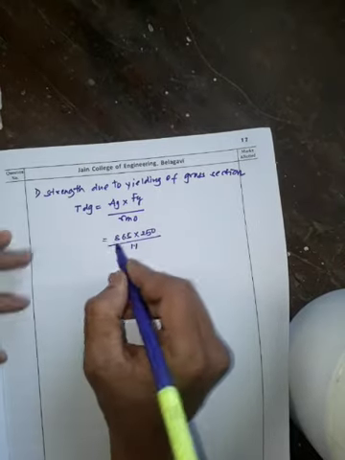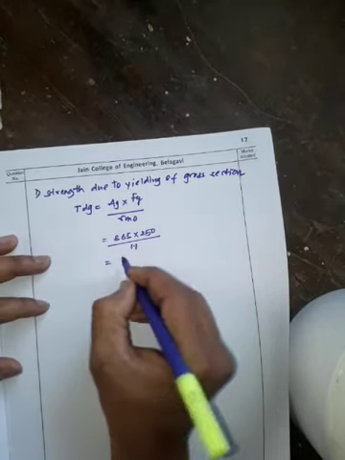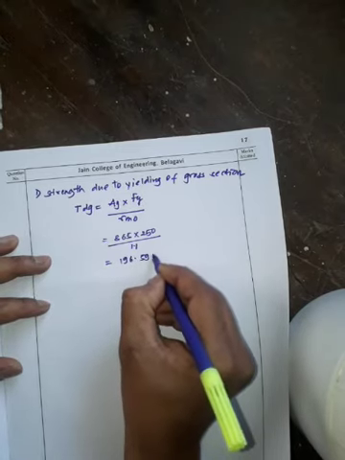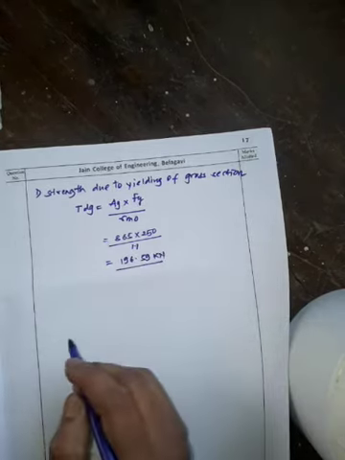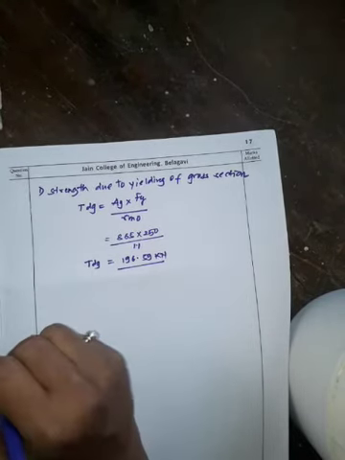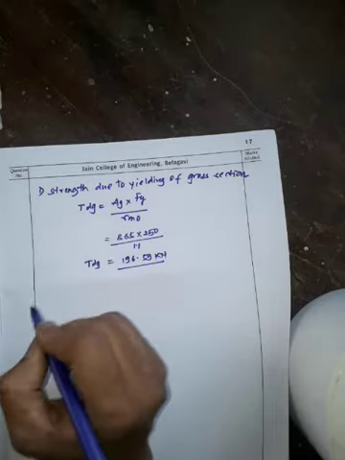Okay, so we will get the strength as 196.59 kilonewton. So we get the strength of the member due to yielding of cross section, we got 196.59 kilonewton.